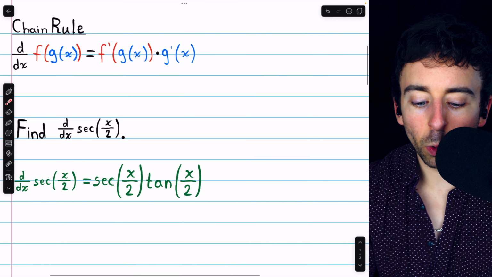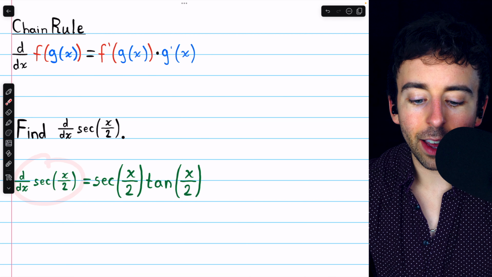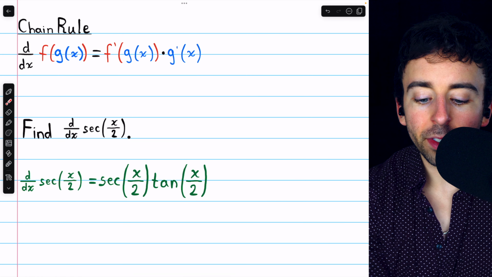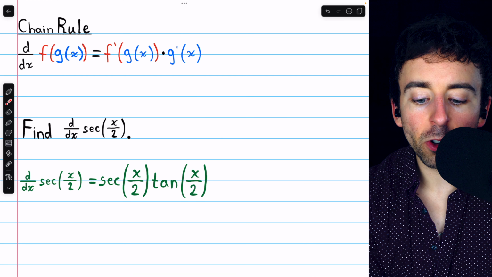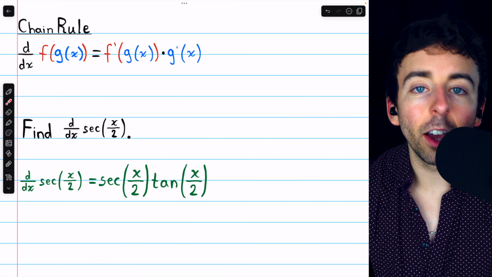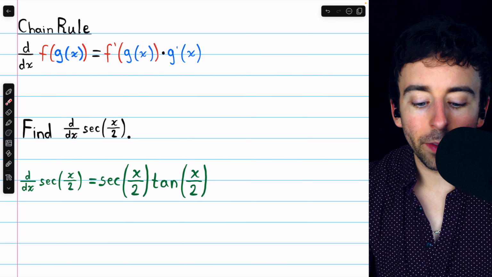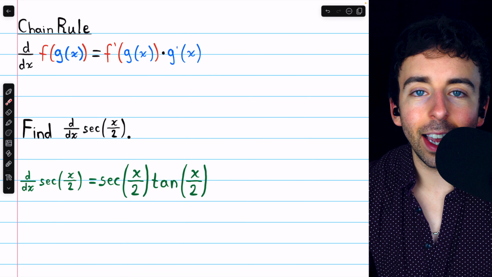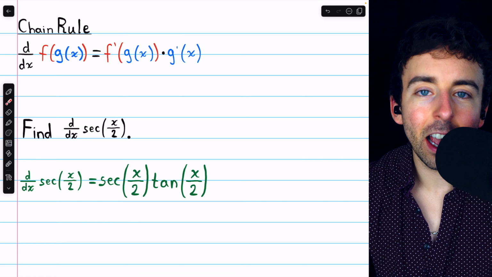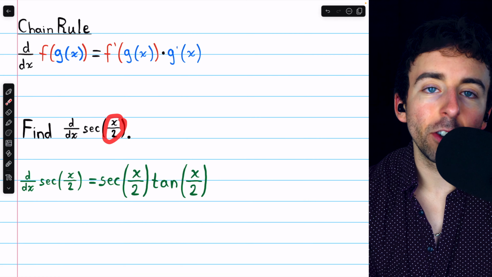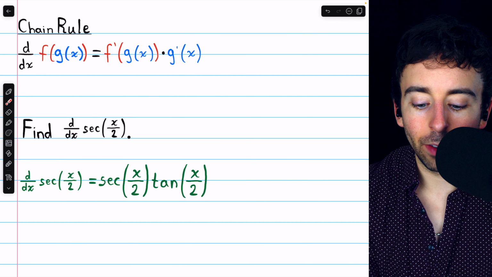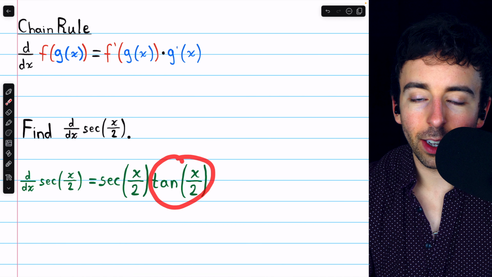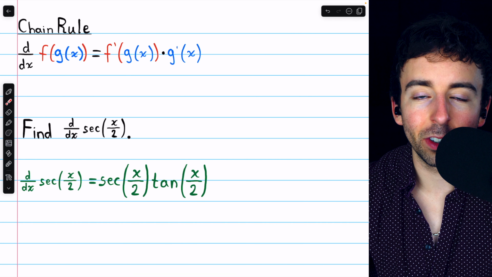So, applying the chain rule, to take the derivative of secant of x over 2, we first take the derivative of the outside function, leaving the inside unchanged. The derivative of secant x is secant x tangent x. But remember, we need to leave the inside unchanged, so we're going to have secant of x over 2 times tangent of x over 2.